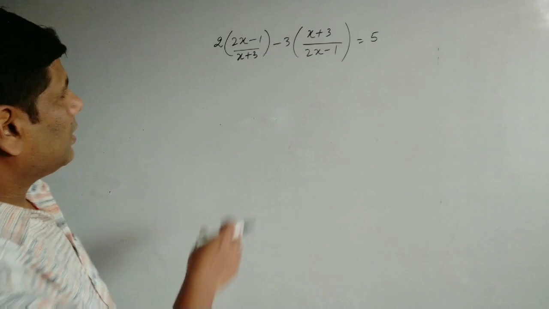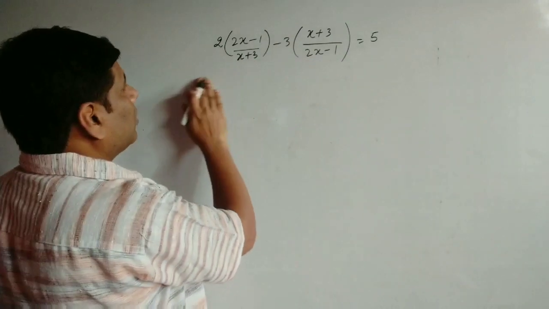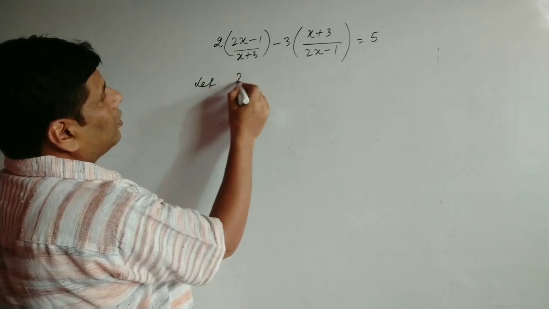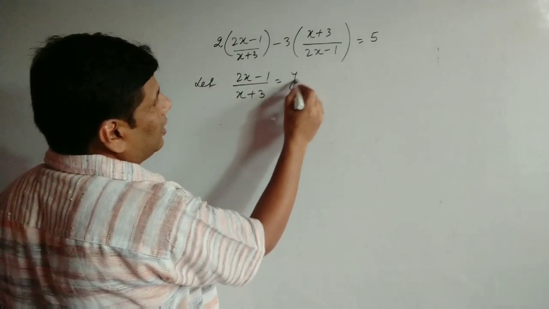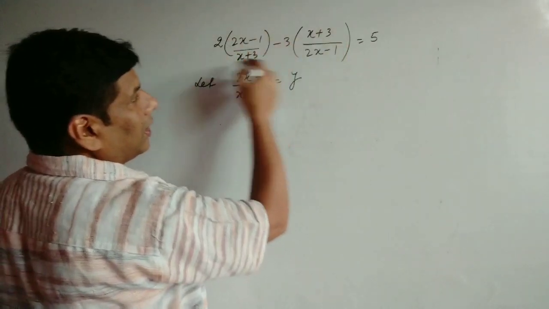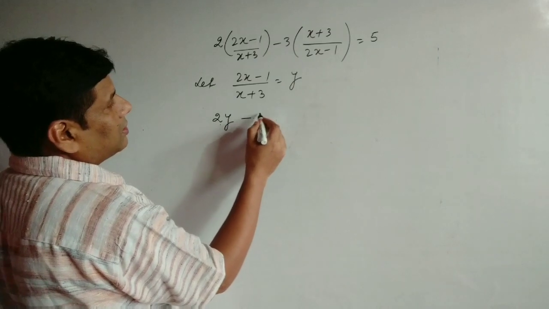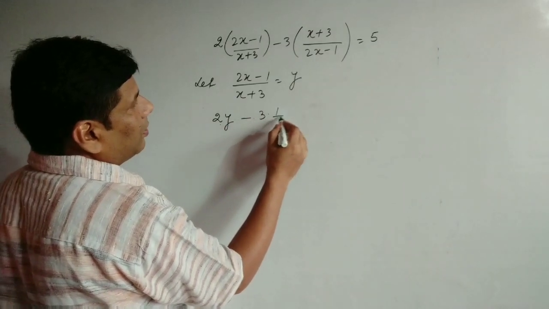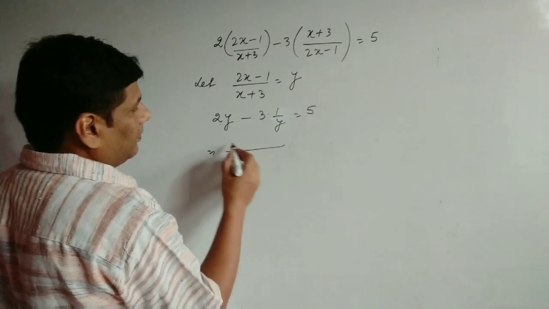So if we take this as y, then this will become 1 by y. So let (2x minus 1) by (x plus 3) equal y. Then what can we write for this equation? 2y minus 3 into 1 by y equals 5. Now we will take LCM.